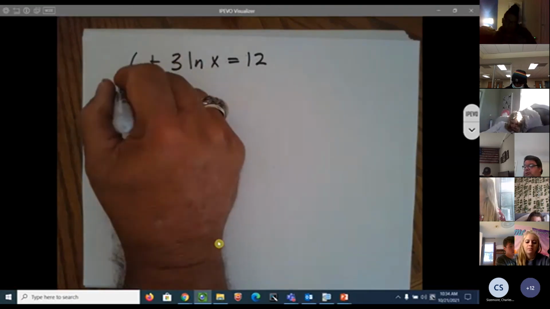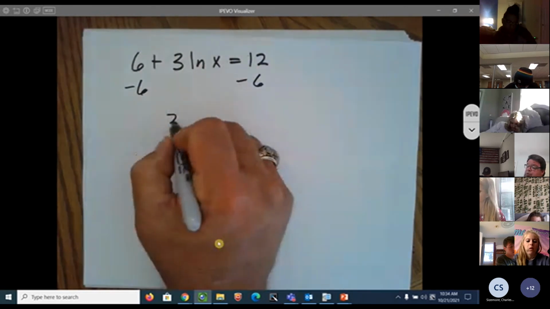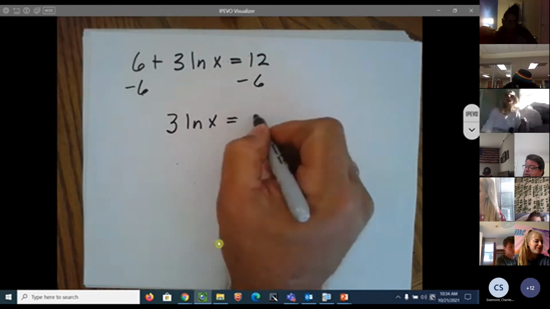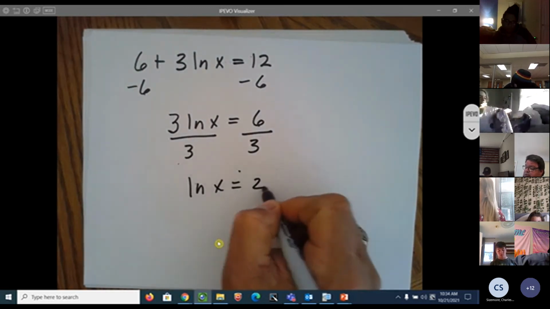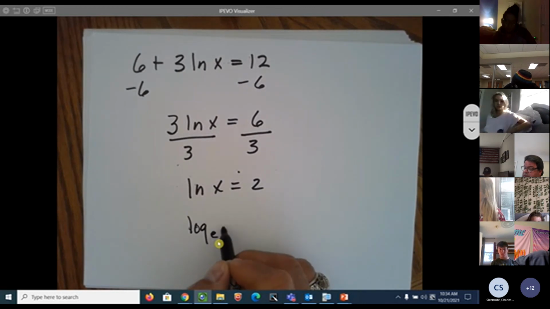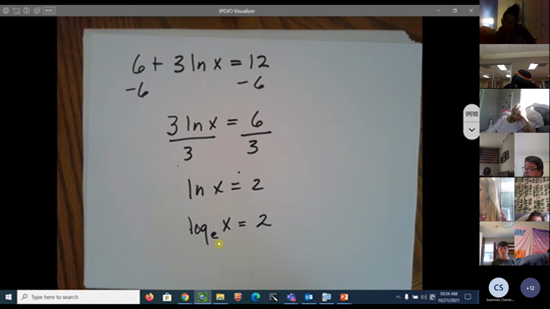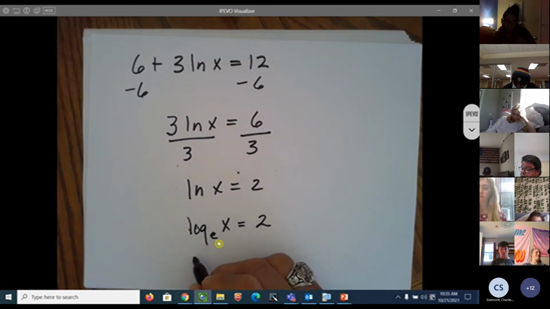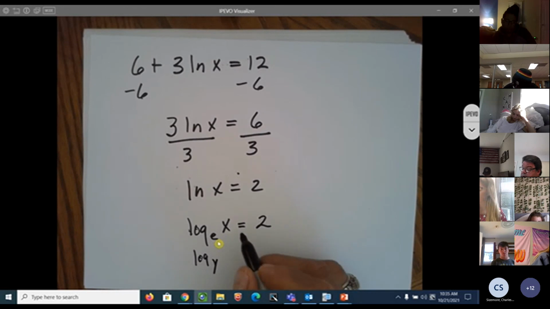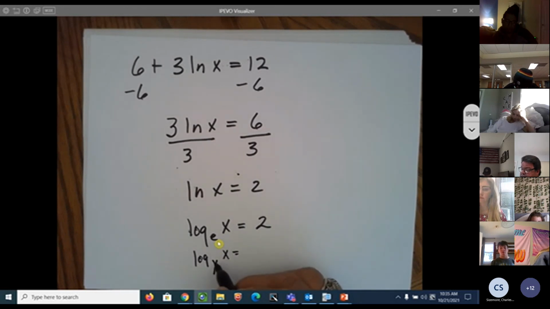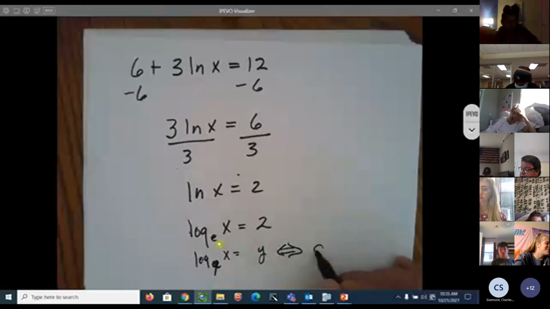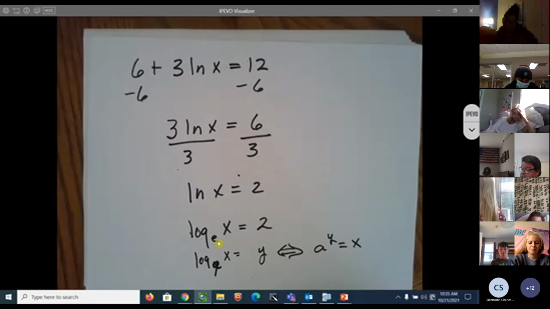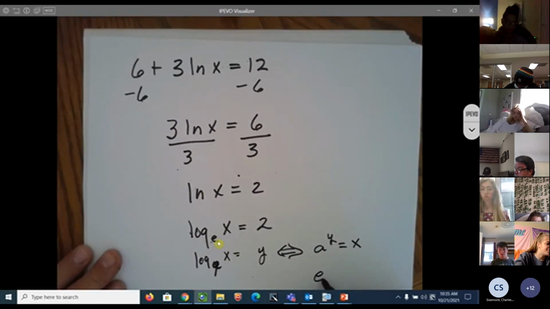So subtract the 6. 3 natural log of x is equal to 6. Divide by 3. Natural log of x is equal to 2. Log base e of x is equal to 2. Log base a of x is equal to y yields a to the y is equal to x. A is e. e to the 2 is equal to x.